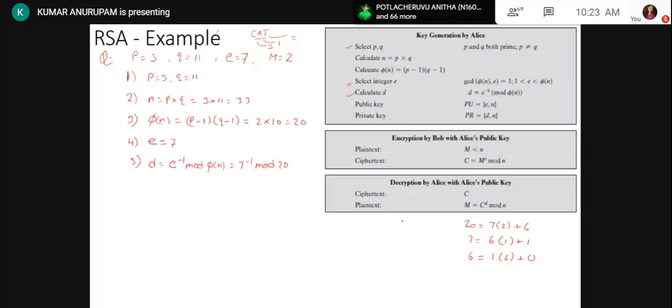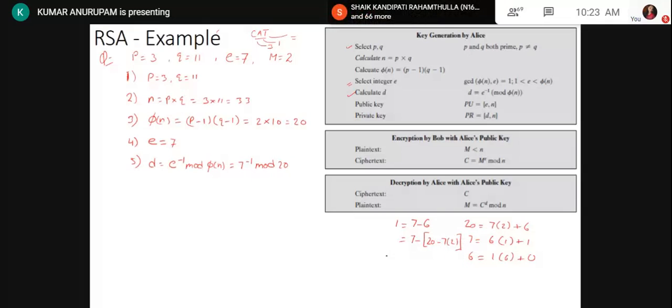Now in the reverse way, 1 is written as how? 7 minus 6. 6 into 1 actually, but I'm not using it because 6 into 1 is 6. So no need to work on that. Now 6 can be replaced as 20 minus 7 multiplied by 2. Okay, so this is what we got.